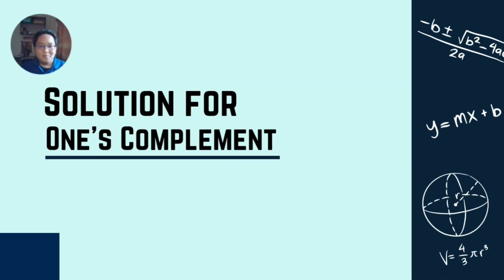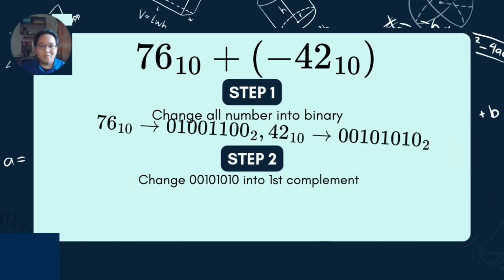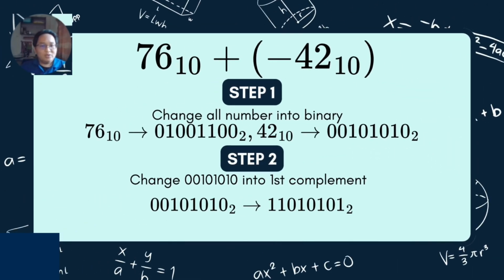So here is an example solution using the ones complement, the first complement. As you can see, we use the equation 76 plus negative 42. The first step is to change all the numbers to binary form, which is 76 to 01001100, and 42 to 00101010.